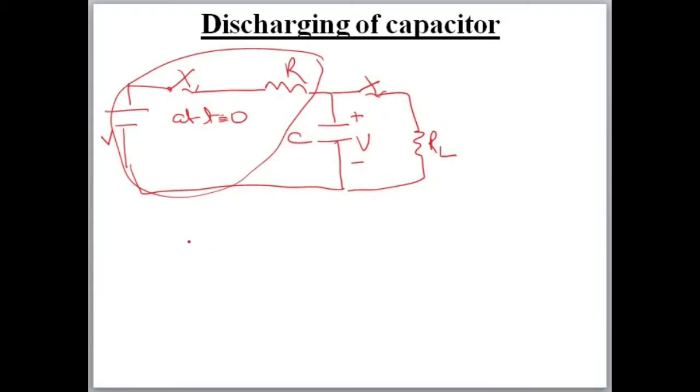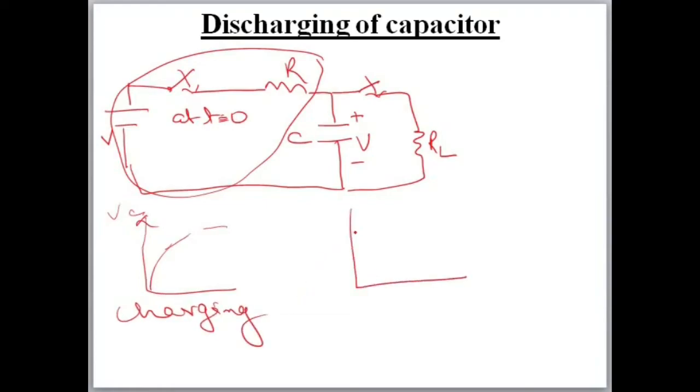So what is the discharging equation? In case of charging, voltage was rising like this, Vc, when charging. When it will be discharging, that time what will happen? Voltage will fall.